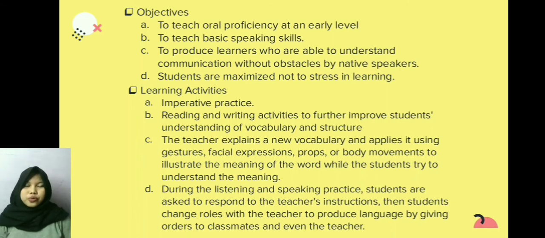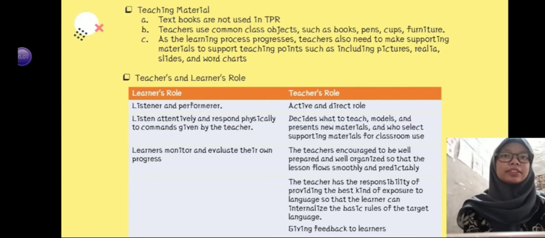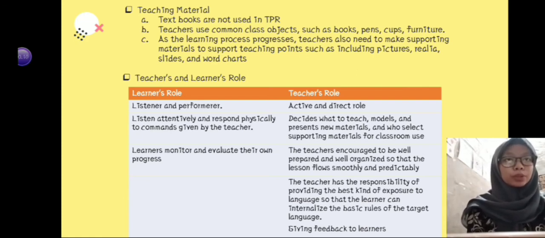And the next part will be explained by Nurul. Teaching materials. A. Textbooks are not used in TPR. B. Teachers use common class objects such as books, pens, cups, and furniture. And C. As the learning process progresses, teachers also need to make supporting materials to support teaching points, including pictures, realia, slides, and word charts.